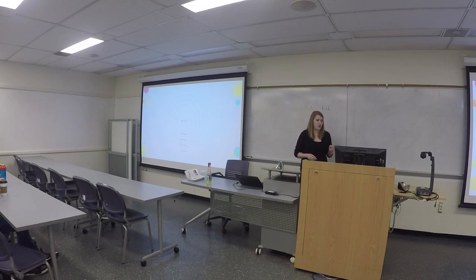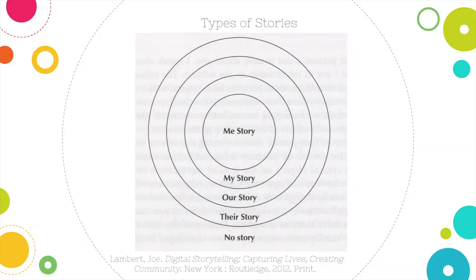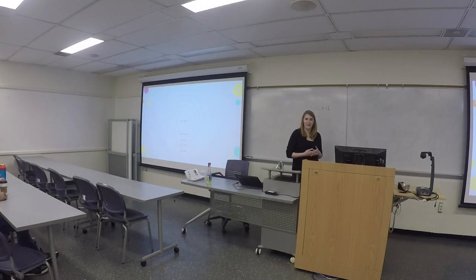So the first kind of story at the center is a Me story. In a Me story, it's really about that emotional intimacy. They usually suggest not using that in a classroom because you are going into some very intimate places with people. And a lot of times it refers back to something that was really formative for someone as a child, something that changed their life. It's about their self-identity, how they express what makes them them, and it's embedded in that very personal experience.